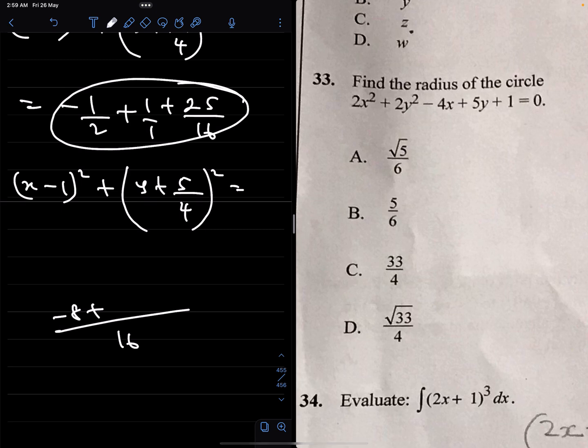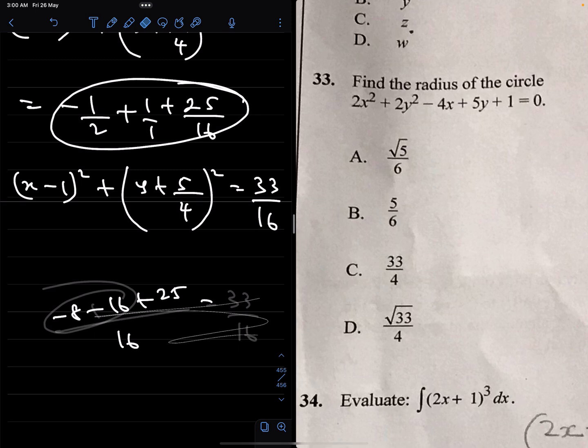This is 1 over 1. 1 is 16 is 16 times 1, 16 plus 16 is 16 is 1 times 25, 25. Minus 8 plus 16 is 8 plus 25. That's 33 over 16. So that means we have 33 over 16 on the right hand side.